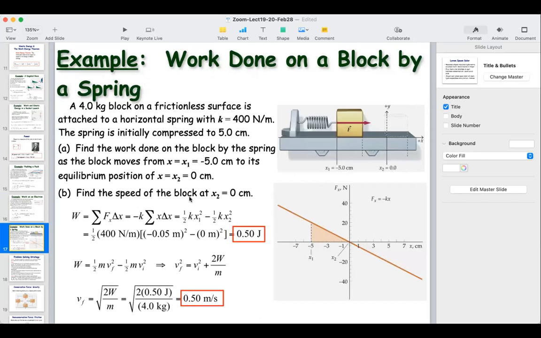Okay, so now let's see a spring. We have a 4-kilogram block on a frictionless surface, which is attached to a horizontal spring with K, 400 Newton per meter. You remember the constant for the spring? 400 Newton per meter. The spring is initially compressed to 5 centimeters.